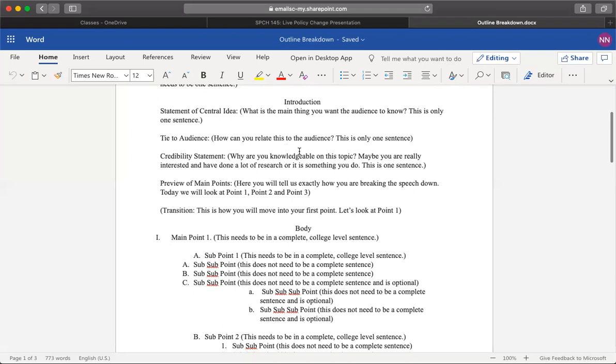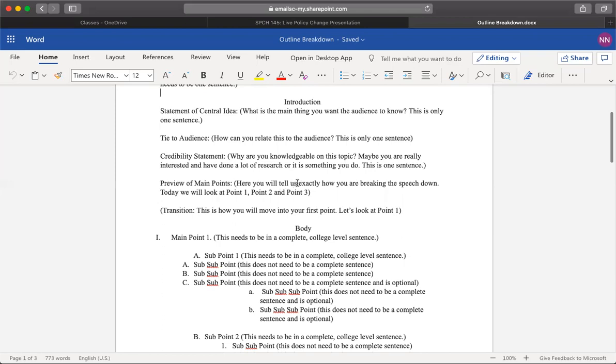Any way that you are able to relate it. Let's say you're talking about why college tuition should be free. That's an easy way to relate it to your audience: as we are all college students, wouldn't you love for your college education to be free? Credibility statement. Why are you knowledgeable?